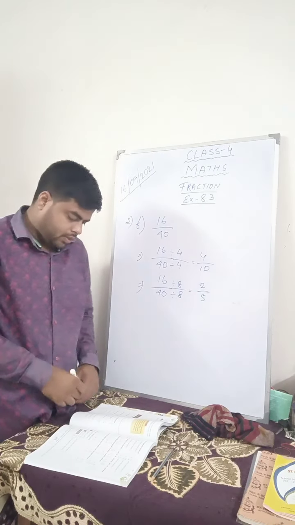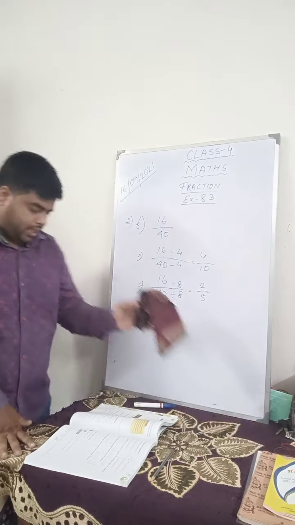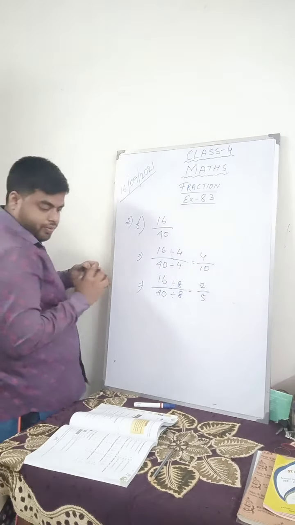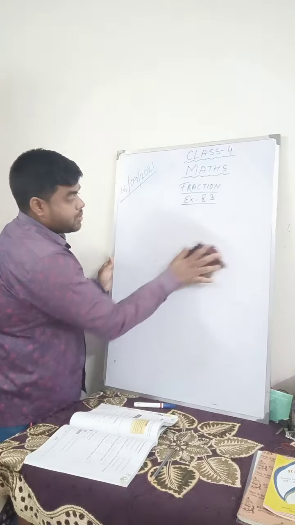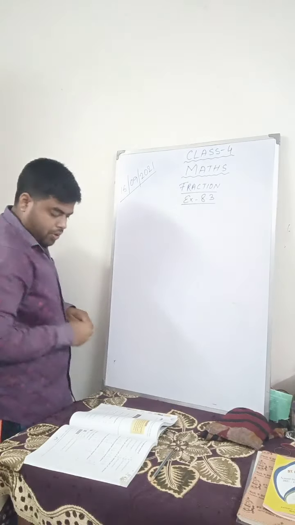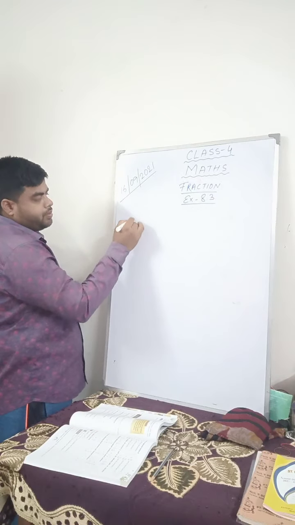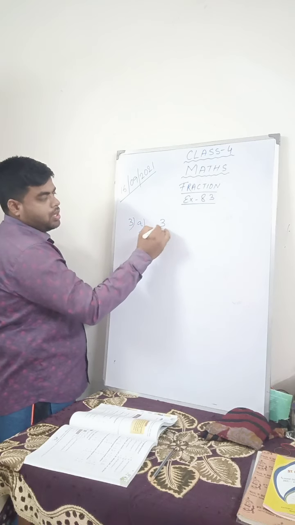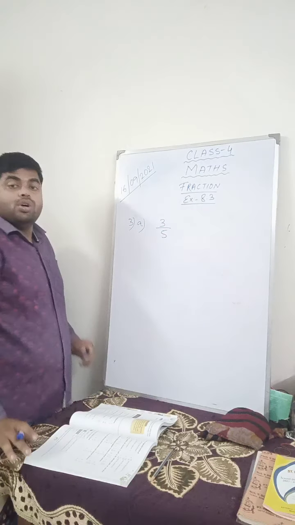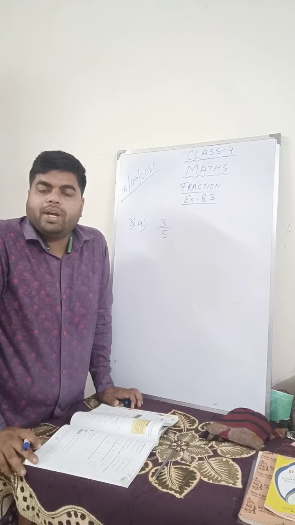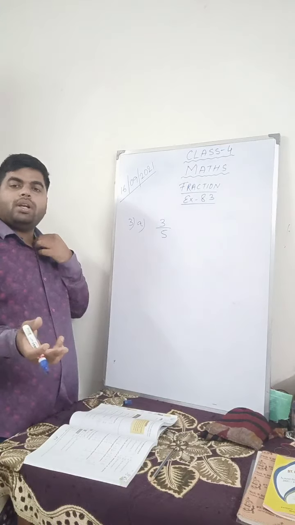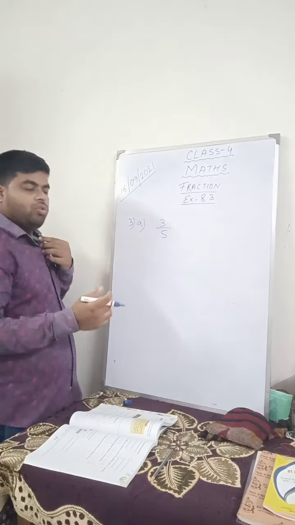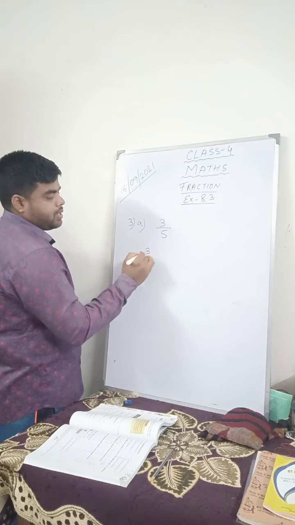Okay. Next, question number 3. They have said find the first 5 equivalent fractions for each. First 5. So how will you do? Let me show you. A. Write the question, 3 by 5. So for the first 5, you will multiply by 2, then 3, 4, 5, 6. Because if you multiply by 1, it will be the same, so you will not multiply by 1.